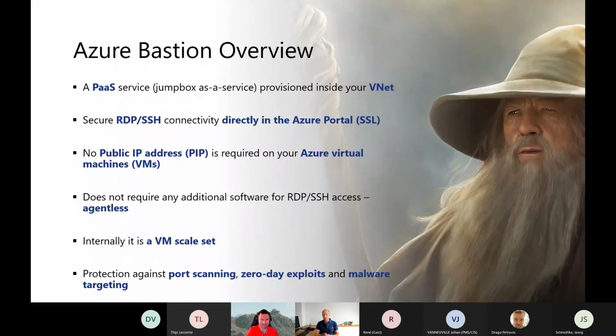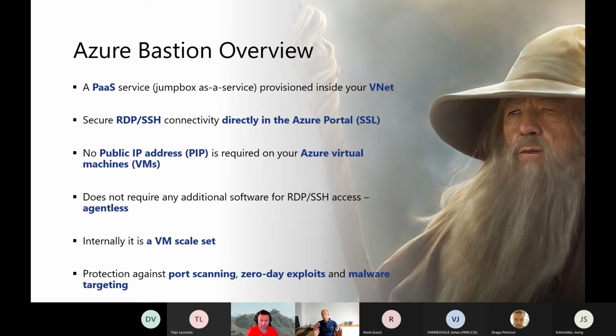Now let's see what it is exactly. It is a PaaS service. Wim and I tend to call it a jump box as a service. And this PaaS service is provisioned inside your virtual network. So you have your virtual network and Microsoft just deploys this PaaS service inside that VNet. It gives you indeed a secure RDP or SSH connection to your virtual machines in the background. And it gives you this connection inside your Azure portal. So you don't need a client, you don't need anything, it's inside your Azure portal.